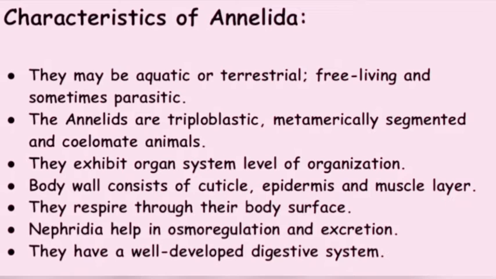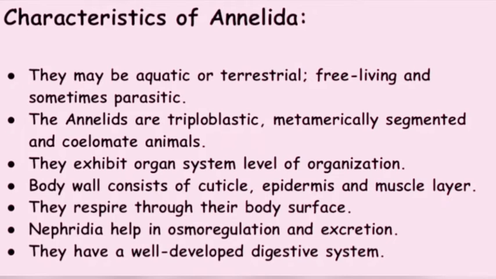The next one, when you look at the characteristics of Annelida, they may be aquatic or terrestrial, free living, and even sometimes parasitic. The annelids are triploblastic. So what do you mean by triploblastic? The body wall consists of three layers: ectoderm, endoderm and mesoderm. So you use the term triploblastic. And metamerically segmented. So here the body of the organism is both internally and externally segmented. That is why you use the term metamerism.